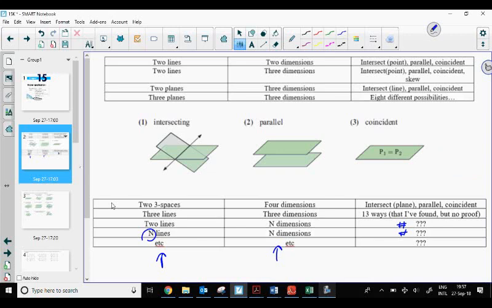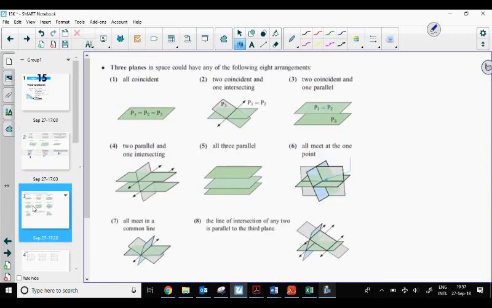3 planes in 3 dimensions. I said there's 8 possible ways they can interact, and here they are. Let's go through these one at a time and also make a note of what the solution set might be. So in the first situation, we have all 3 of the planes just coincident with each other. So in that case, there are infinitely many solutions, and those infinitely many solutions take the form of a plane.